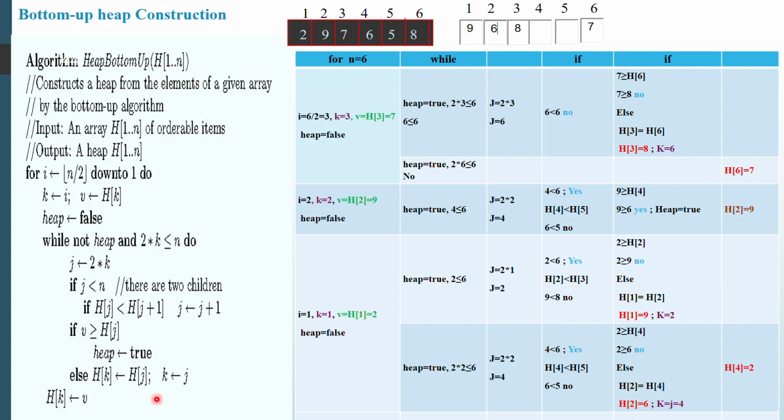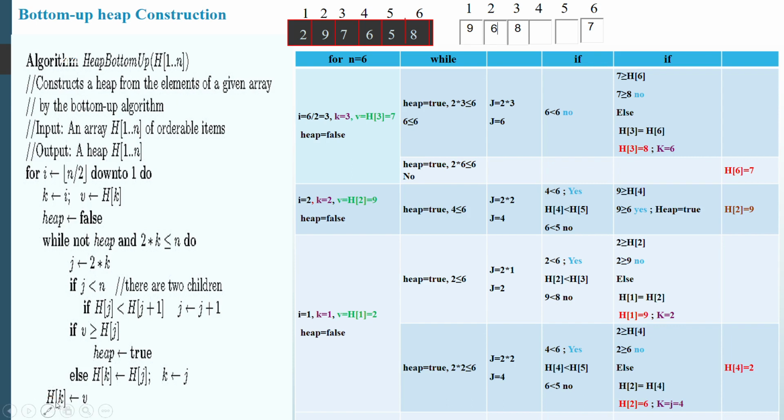And after changing this one, you have to take k as j here. What is the j value now? It is 4. So k equal to 4 now. Now this is the last statement. Once again you check the while not heap is true only, and 2 into 4. What is 4? The k value is 4. 4 into 2 is 8. 8 is not less than or equal to 6. The condition fails.